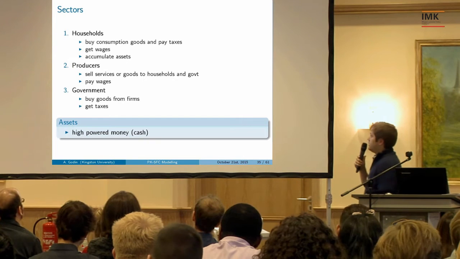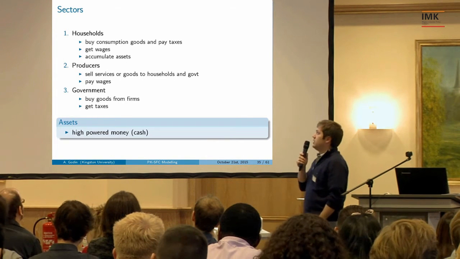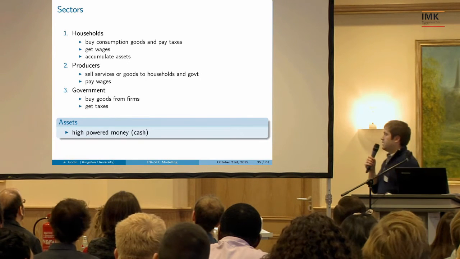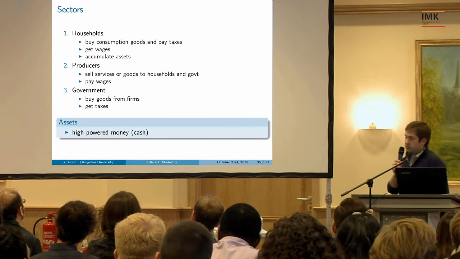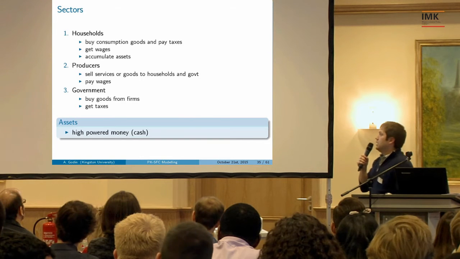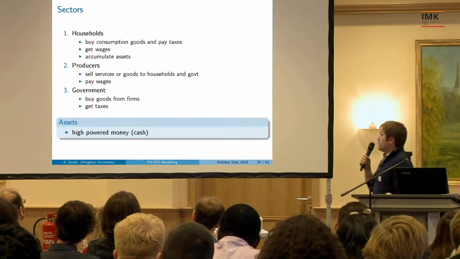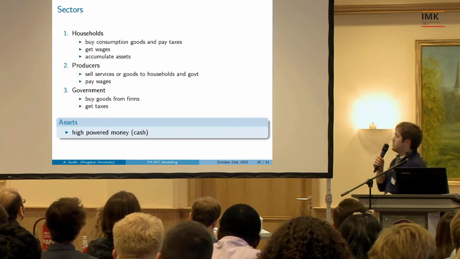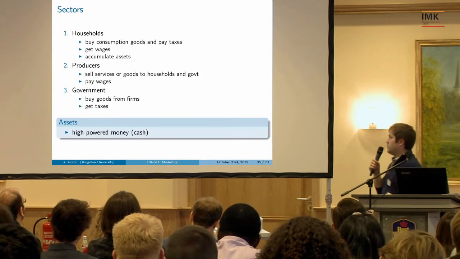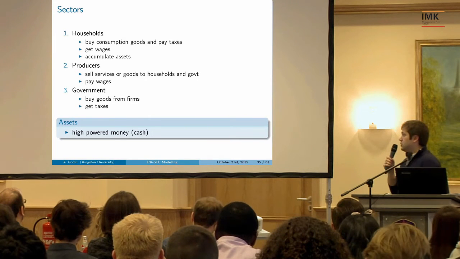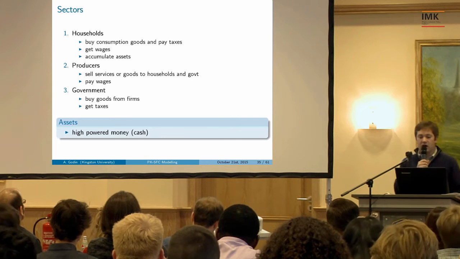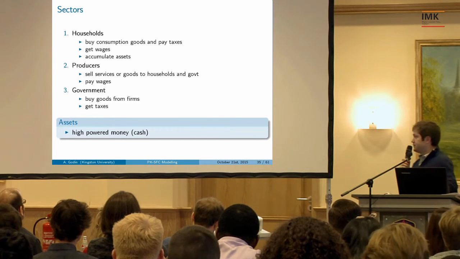What are the sectors we're looking at? Households, producers, and government. Well, the households do what they do. They consume, they pay taxes, they are paid wages, and they accumulate assets, which are going to be money. Producers are basically selling services or goods to households and government, and they pay wages. The government buys goods from firms, that's government expenditure, and collects taxes. And the only asset is cash, high-powered money.